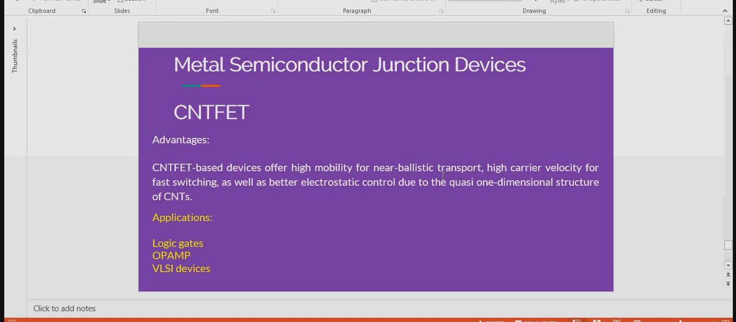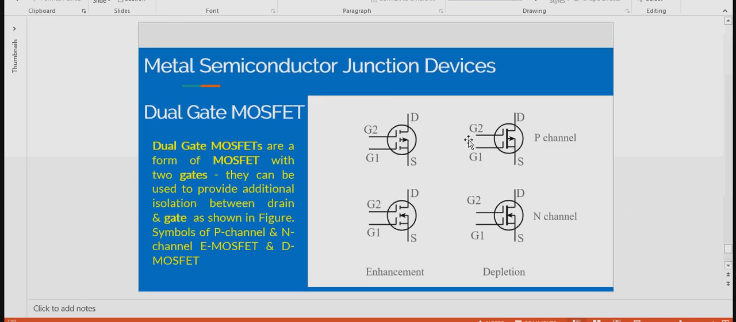What are the applications of CNT FET? CNT FET may be used for manufacturing simple logic gates, operational amplifiers, and other various digital electronic devices. Last one, dual gate MOSFET. Dual gate MOSFET has two gates compared to ordinary MOSFET. Dual gate MOSFETs are a form of MOSFET with two gates. They can be used to provide additional isolation between drain and gate as shown in figure. Symbols of P channel and N channel, enhancement MOSFET and depletion MOSFET are shown in figure.